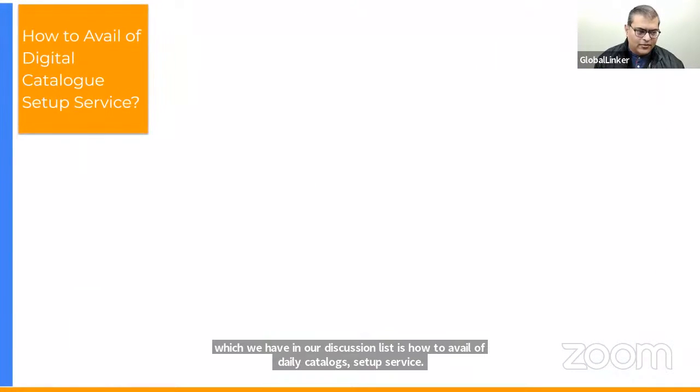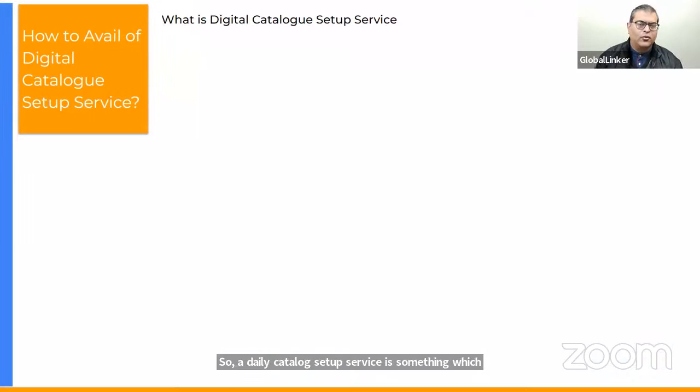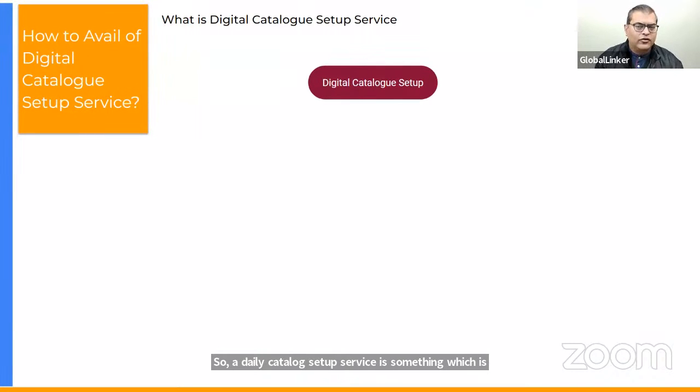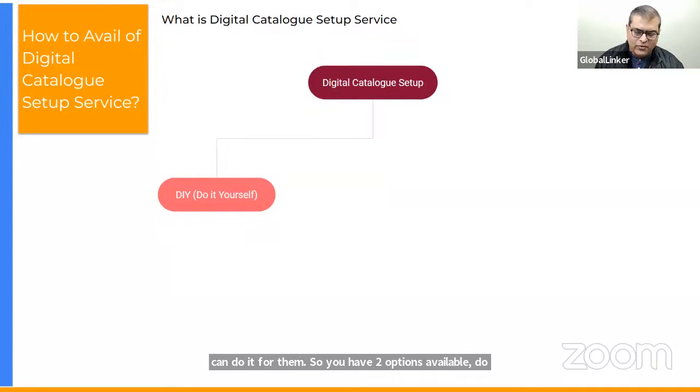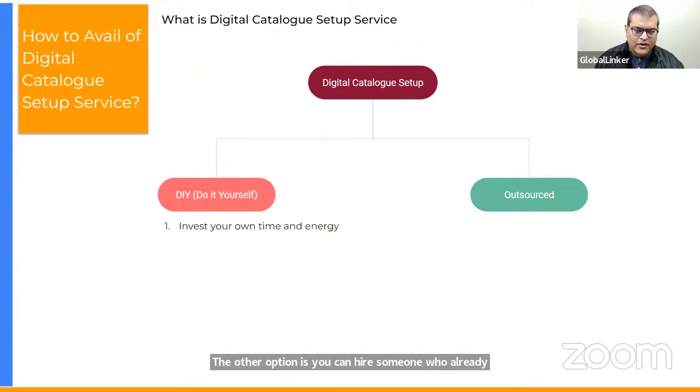So digital catalog setup service is something which is available to our users. Many users are not comfortable creating these digital catalogs on their own. They want to avail of services of professionals who can do it for them. So you have two options available: do it yourself, wherein you're learning everything, how to set it up, how to create banners, or how to upload product. You're literally learning everything and doing it yourself. So that is one option which is available. The other option is you can hire someone who already knows and is an expert in that, and they can do it for you. So that is where you can outsource it.